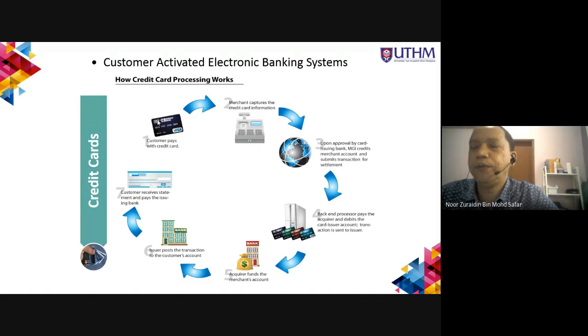So that means if you have 100 ringgit Malaysian in your account, you are only allowed to use that amount of money. But for a credit card, for example, if the bank gives you a 1,000 credit limit, that means you can use up to 1,000, and then you need to pay the bank in the future with some sort of interest and procedure that needs to be followed by you as a consumer. So the process is straightforward.